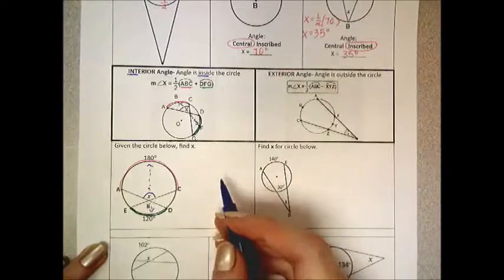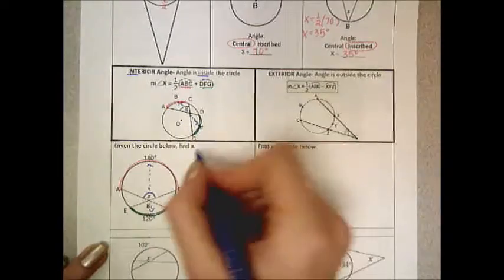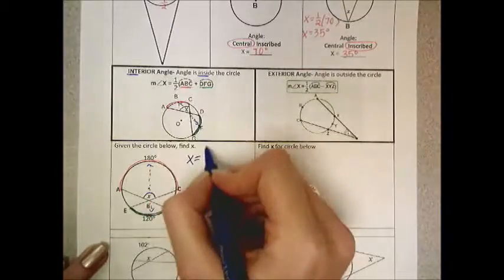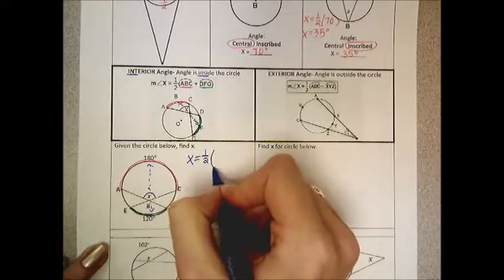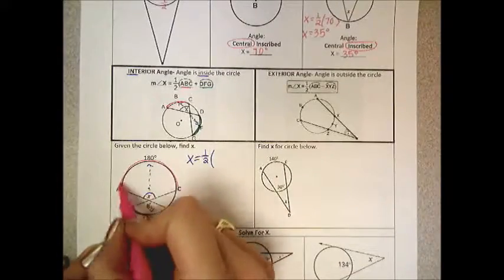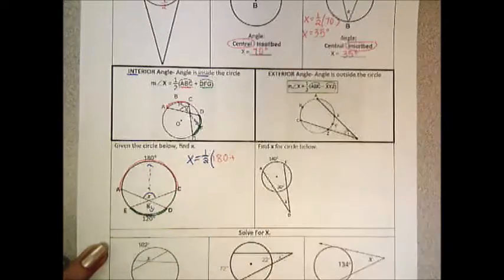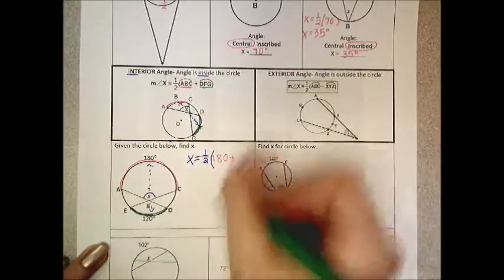So now I need to fill in my formula from up here. So my angle, x, is equal to 1/2 times my first arc in pink plus my other arc here in green.